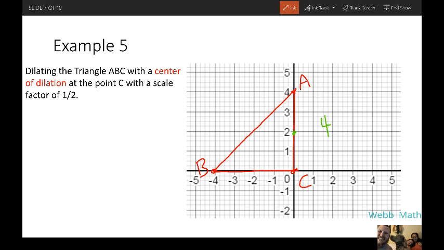Let's look at B, the distance from B to C. Their distance is also 4. Okay, remember distance can't be negative, so don't get thrown off by the second quadrant x values. So what's half of 4? And again, that's just 2.